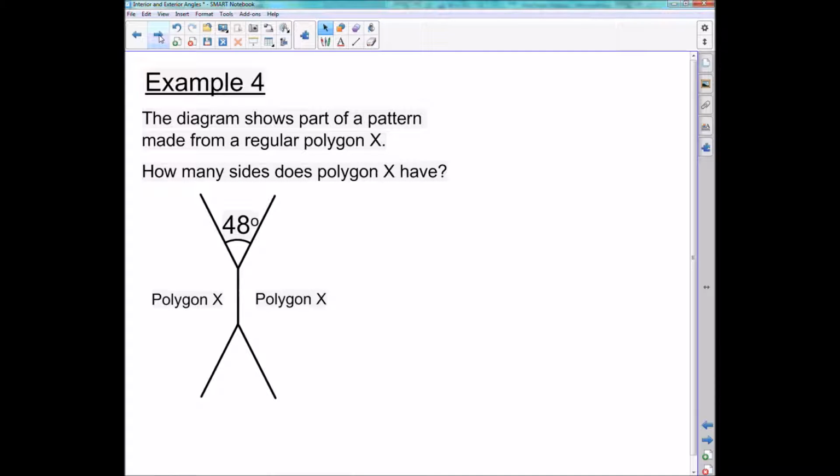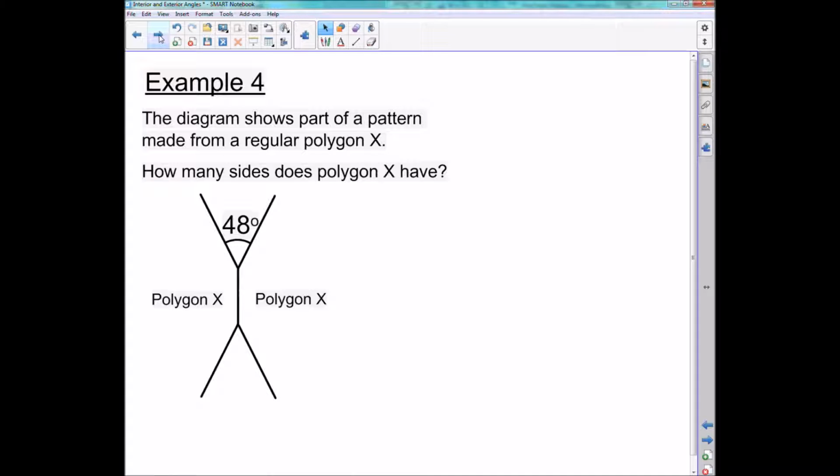Okay, so this last question has come up a couple of times on the GCSE. It's again involving exterior and interior angles, and you're given a diagram here, but instead of trying to work out a missing angle, what you're asked to do is try and work out the sides of an unknown polygon.